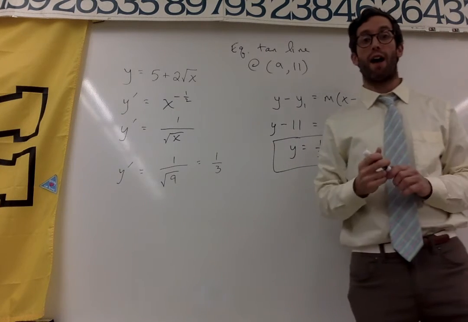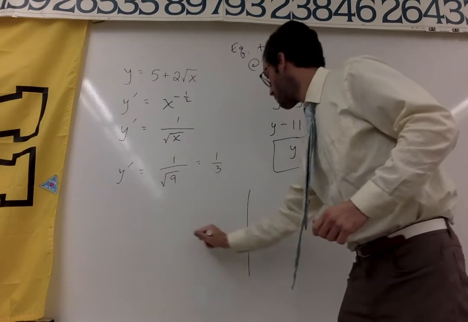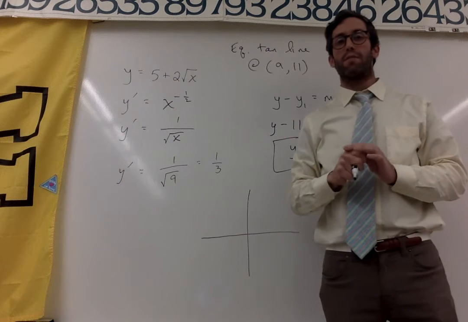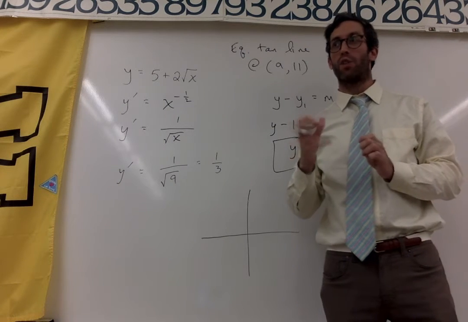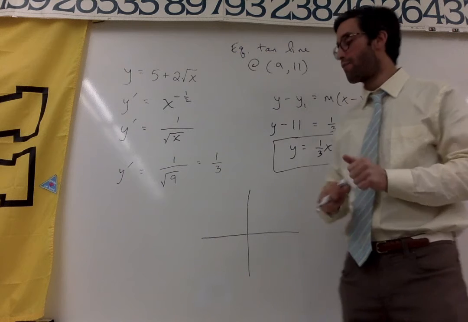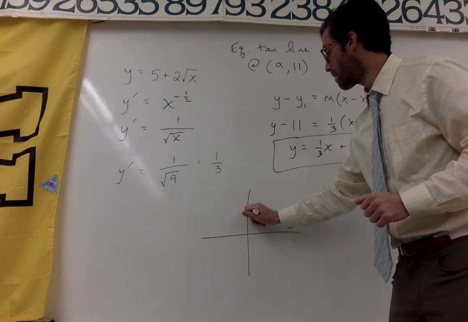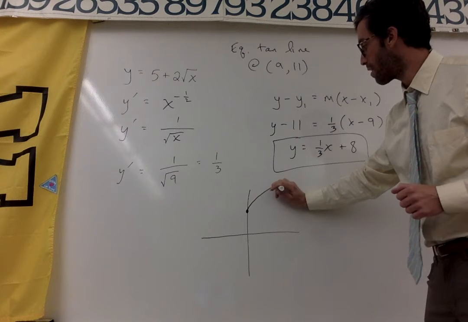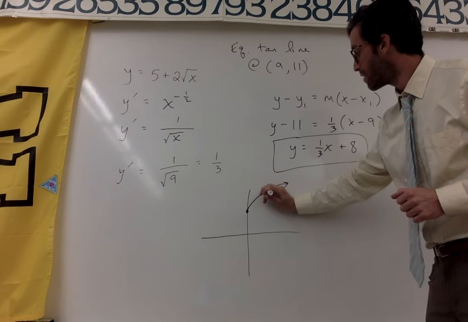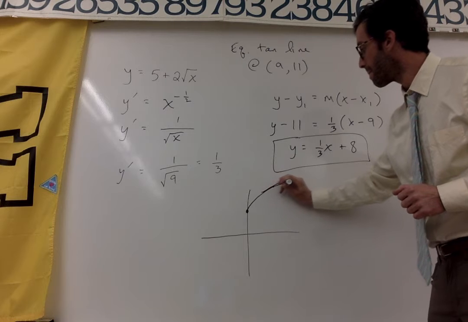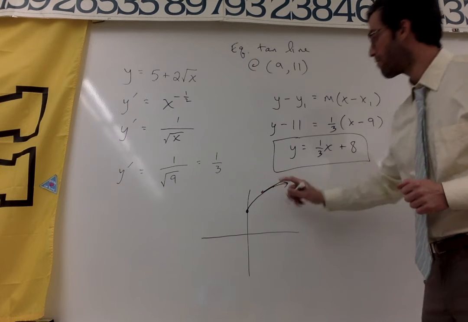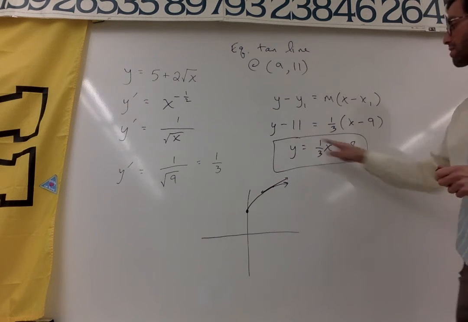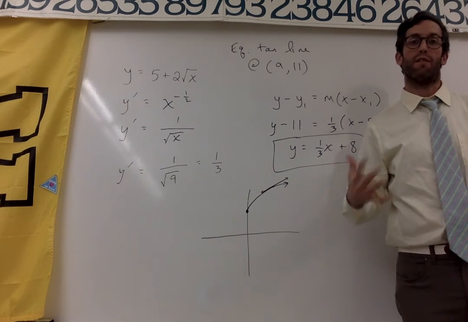If we wanted to, we could check a graph very quickly. 5 plus 2 root x, that's just going to be the square root function made twice as steep and then shifted up 5. So it'll look something like this. All right? The point (9, 11), say that's around here. So the tangent line here is that guy that we're finding. Right? That's the tangent line. So that line's equation happens to be this. I just want to give you guys a visual of what we just did.